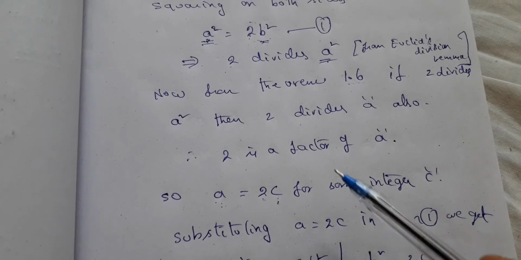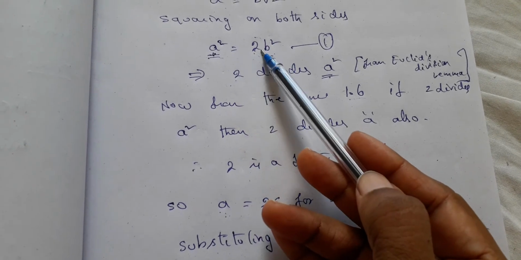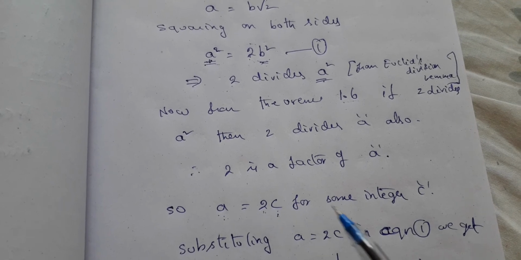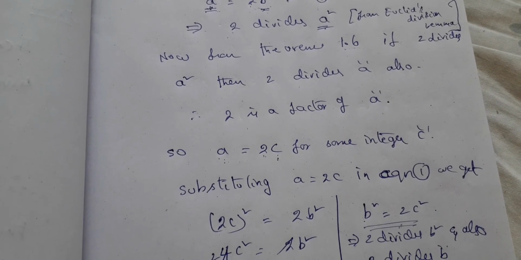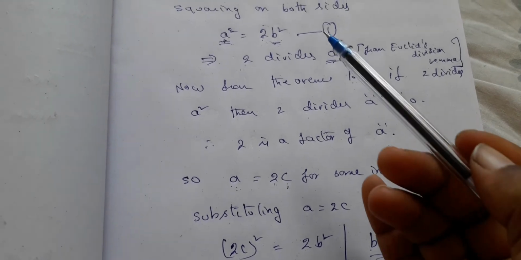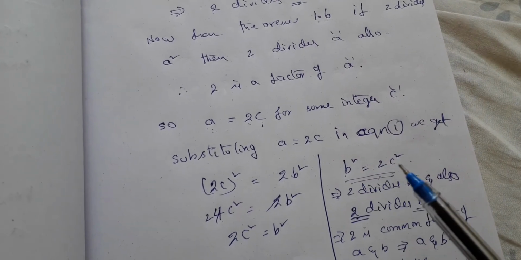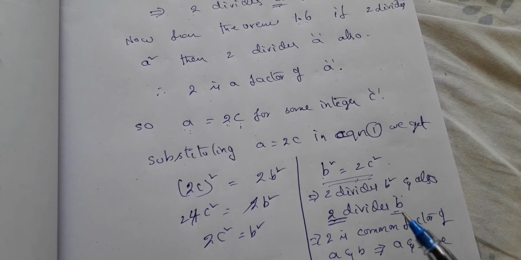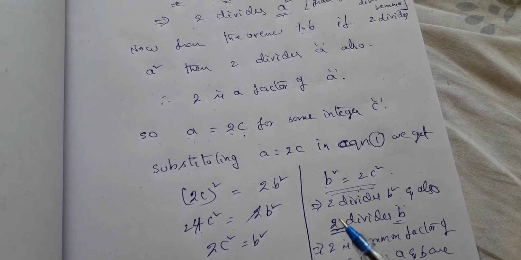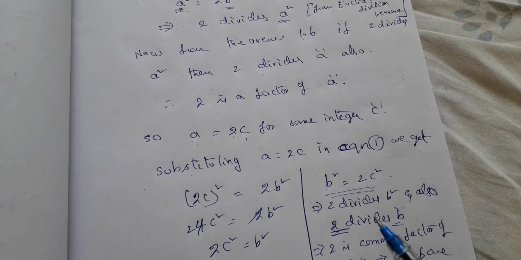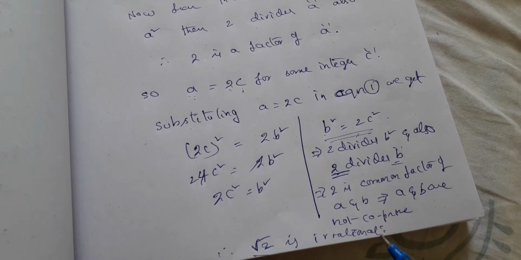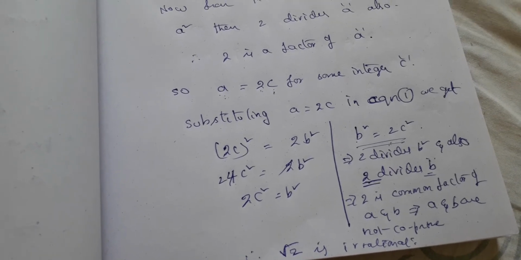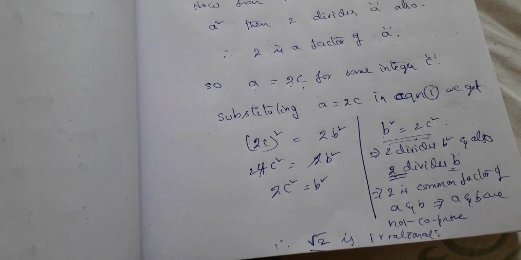See, there should be a difference. Here A square is taken, so you are writing 2B square. Here A is taken, so A is equal to some multiple 2C, for some integer C. Therefore, A is equal to 2C, and substituting this in the first equation, you can prove that B square is equal to 2C square, which implies that 2 divides B square as well as 2 divides B. That means 2 is a common factor of both A and B, which shows that they are not coprime. That means root 2 is not rational, which means root 2 is irrational. This is how we have proved that root 2 is irrational.